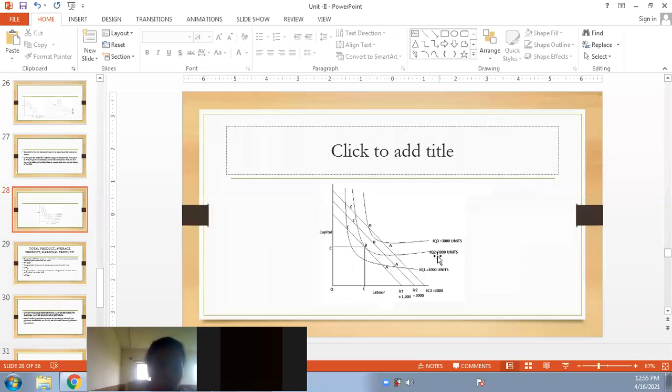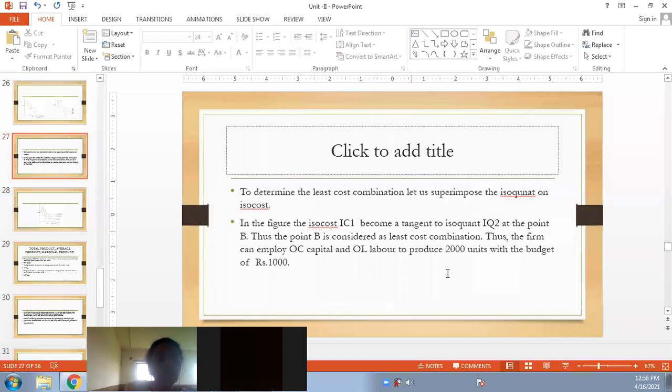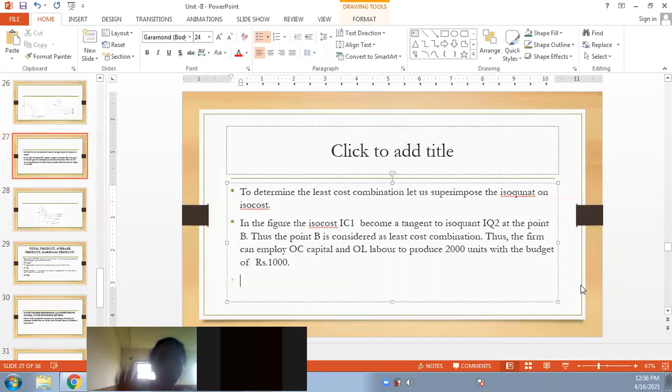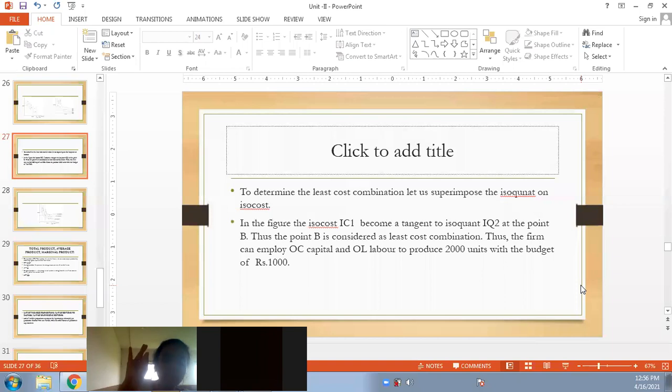Okay, we have to produce 2000 units, then only that will become a least cost combination. This is what is ISO funds, what are ISO funds, what are ISO cost, what is least cost combination.